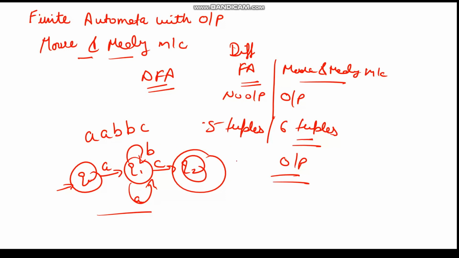But when we talk of Moore and Mealy machines, they will also tell what type of output will be produced, and they have no final state. In case of Moore and Mealy there is no final state, and in case of finite automata there is a final state. So finite automata has a limitation that it will just tell us whether the string will be accepted or not. But Moore and Mealy machines will also tell, if the string is accepted, what type of output it will be producing.